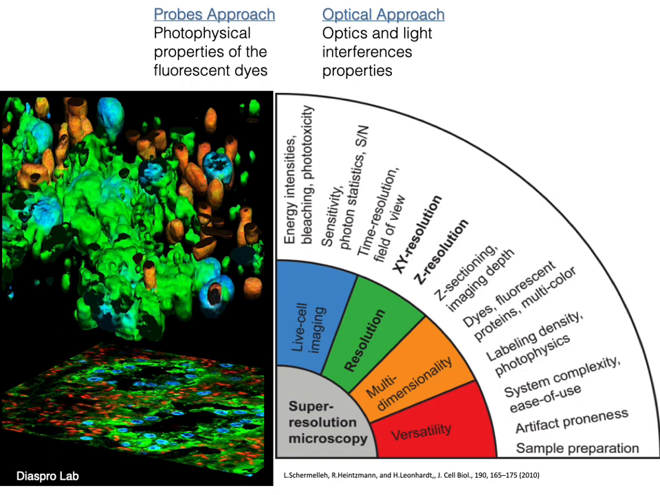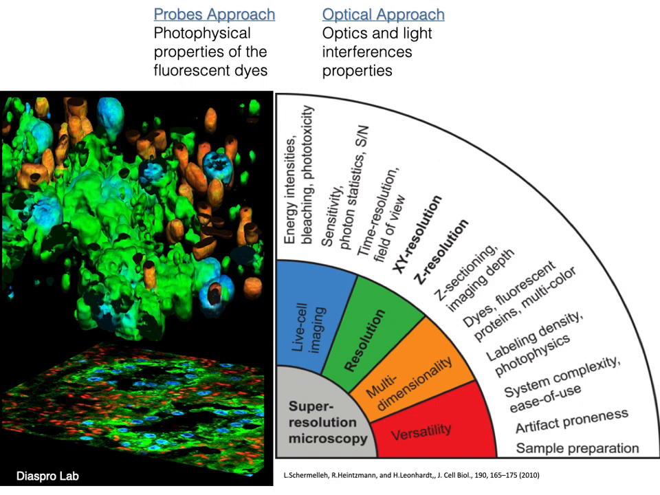But if you watch this picture, you immediately realize that there are a lot of on-demand issues that people are asking: live cell imaging, resolution, multidimensionality, versatility, super resolution microscopy. So many. And today we can manage all of them using light. But before, we were worried about the fact that our objects are transparent, we couldn't see them, except if we use confocal or phase contrast microscopy, or we add fluorescent molecules.